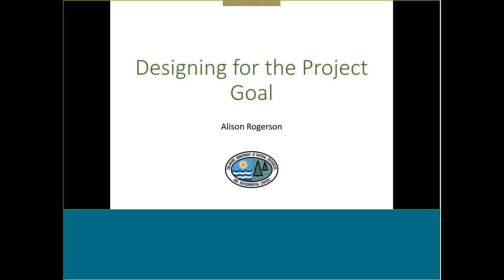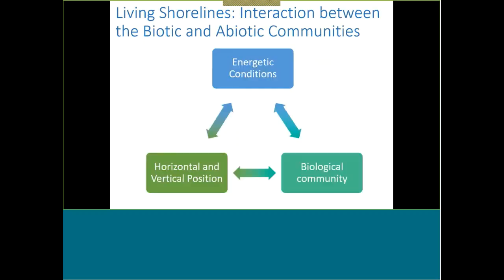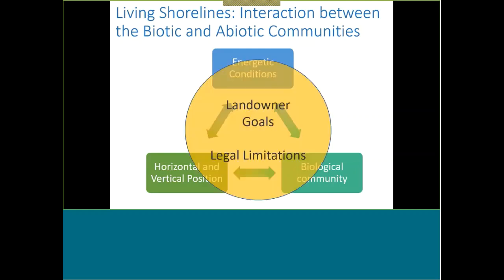So you have all this information, your head is spinning, but you want to move forward to design your project. And so I'm going to be presenting on how to put the different pieces together, keeping in mind your project goal, since that is very important. So you've learned a lot about how living shorelines are just an interconnection of energetic conditions, your biological community components, your horizontal and vertical position of your shoreline, and they're all working in between each other. And you can design a living shoreline project to maximize all of those things, but it's also very important to keep in mind your landowner goals and legal limitations. You can dream up something, but it might not be realistic. So it's good to keep in mind these other factors as well.